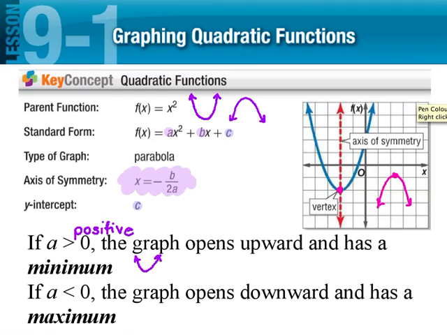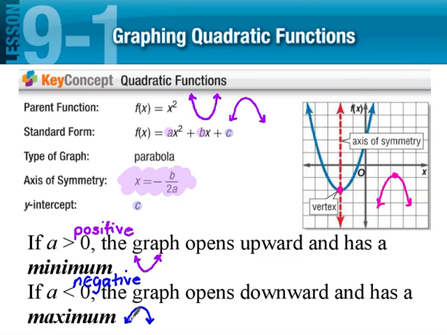If a is less than 0, what type of number is that? That's a negative. And we know that negative people are usually sad and they're usually frowning. Okay, negative people, so this one's going to be a frown. It's going to open upside down. And a little bit about that graph, it's going to have a maximum, a high point. And so today we've got two tasks. You can see that we've got two types of problems we're going to look at, and that's it.